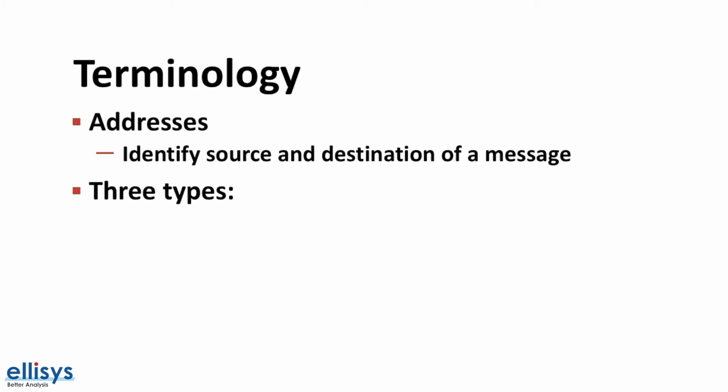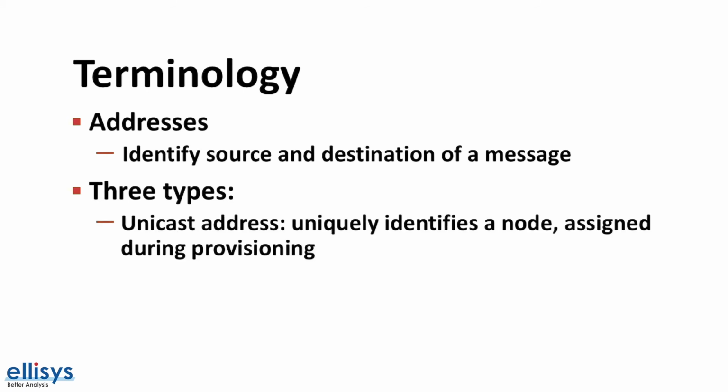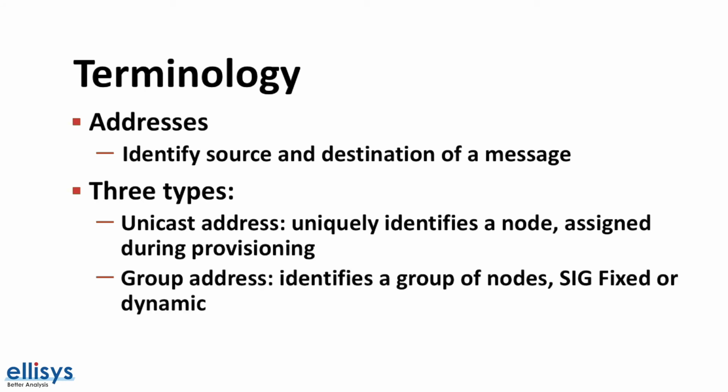There are three types of addresses in Bluetooth Mesh. The first is called the unicast address, which uniquely identifies a single node and is assigned during a process called the provisioning process. Second, we have a group address, which is used to identify a group of nodes. These can be either SIG fixed, which are defined by the Bluetooth SIG, or dynamic addresses, which are defined by the user via a configuration application.